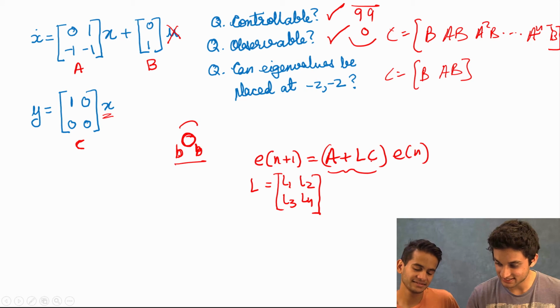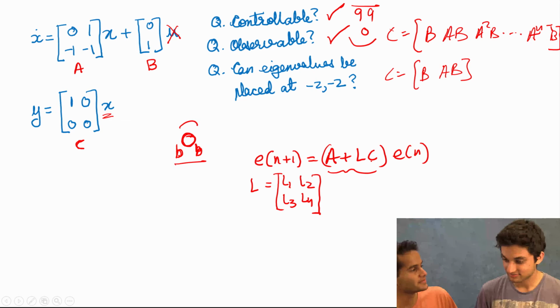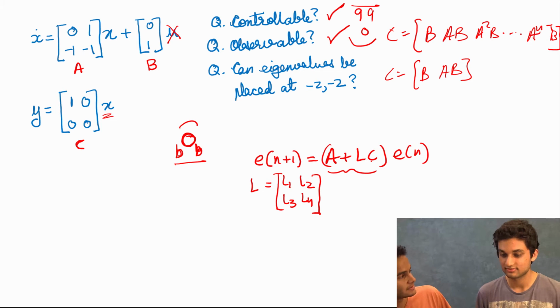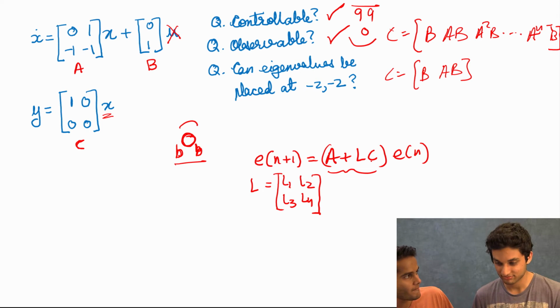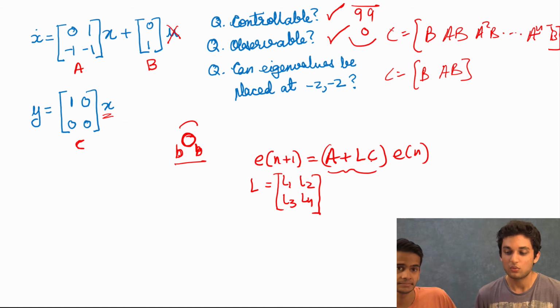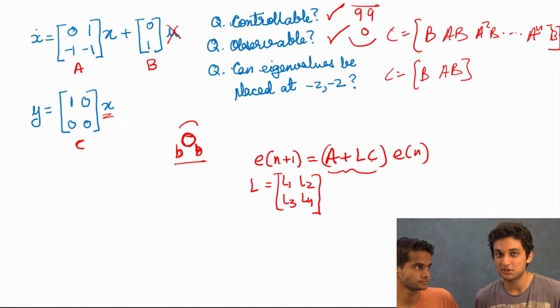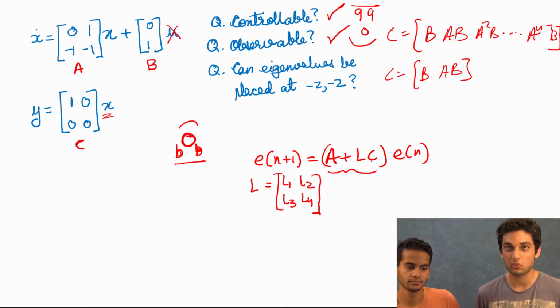So A plus LC. Hey Sid, why do we care if it's observable to place eigenvalues? Right. It is similar to the case of controllability: we are not guaranteed to be able to place the eigenvalues anywhere that we want if it is not observable. So observability basically guarantees that we can place all the eigenvalues anywhere that we want.